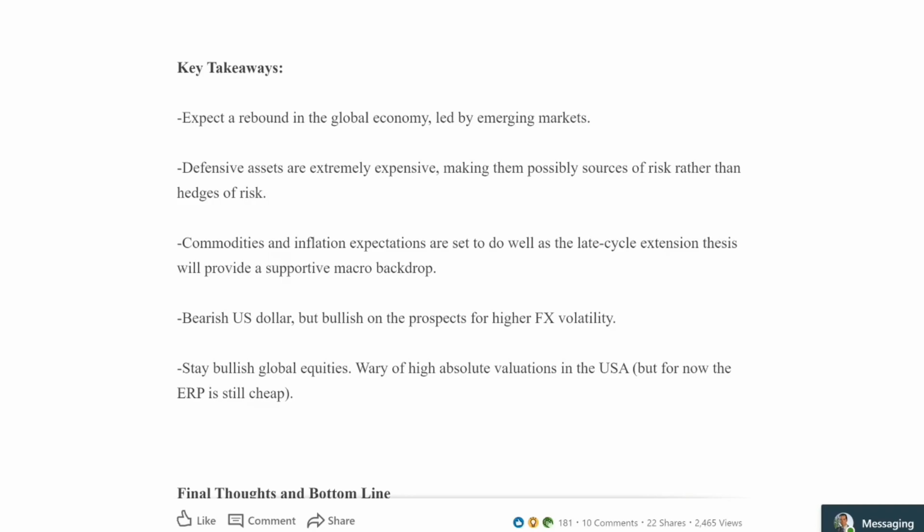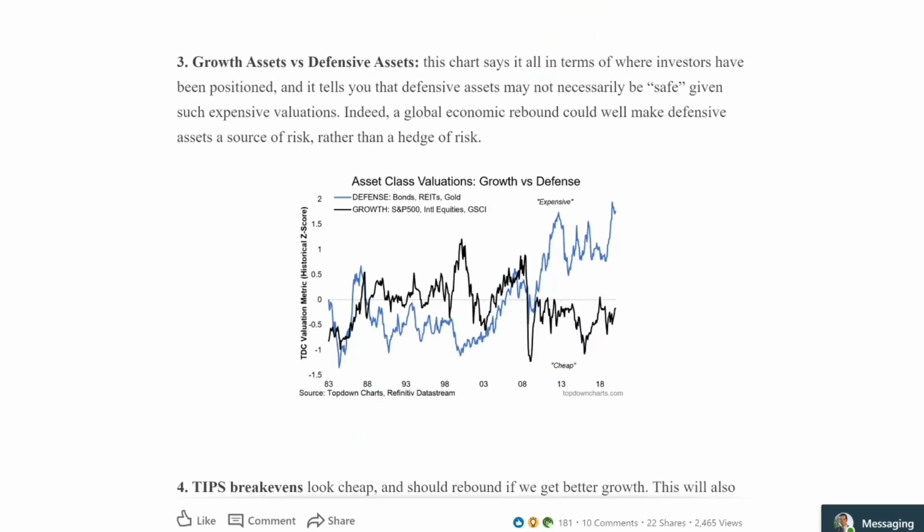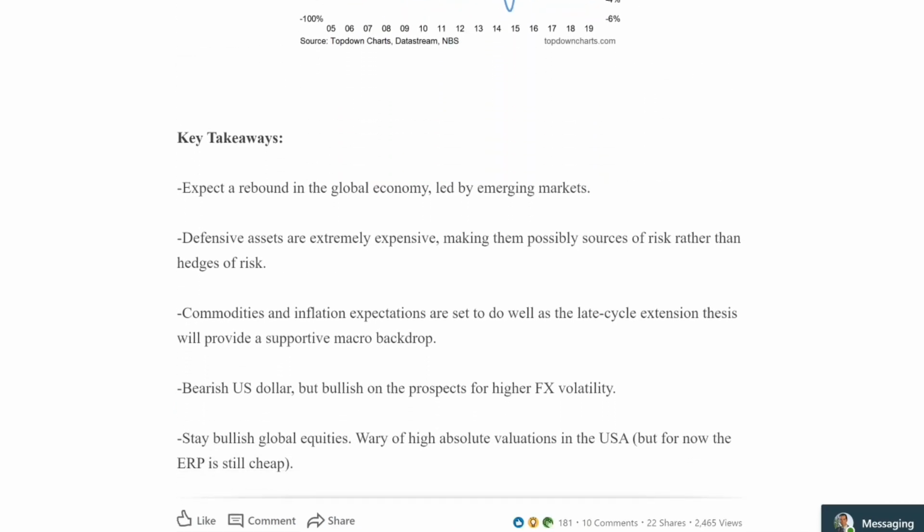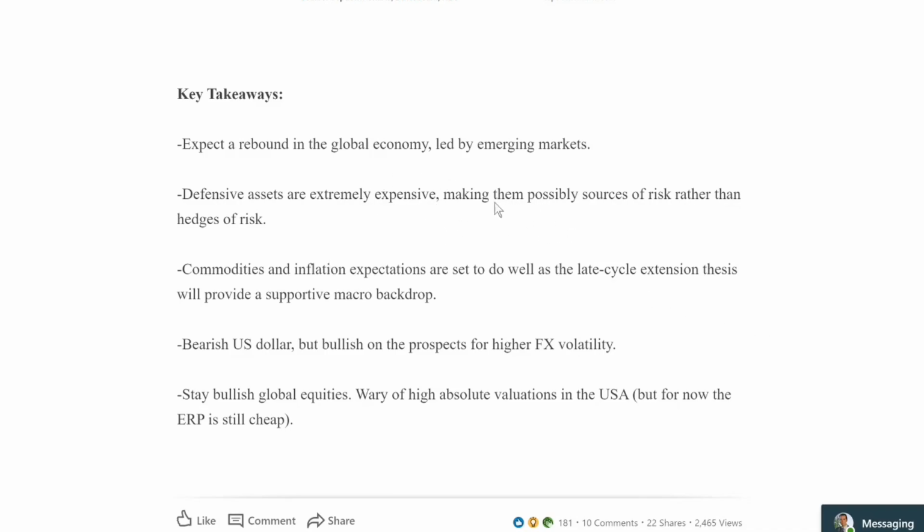And actually, that's something that I didn't mention but wanted to mention: this chart of defensive and growth assets through price is telling you where positioning or sentiment is. Defensive assets can only get that expensive if people are chasing them, if people are crowding into them. So while sentiment has started to shift in recent weeks, if you look at positioning across fund managers, it has actually been quite defensive. So I think people are going to be offside to this view that global growth picks up. And again, defensive assets being expensive are potentially sources of risk rather than hedges of risk.